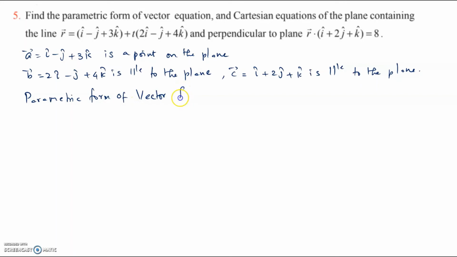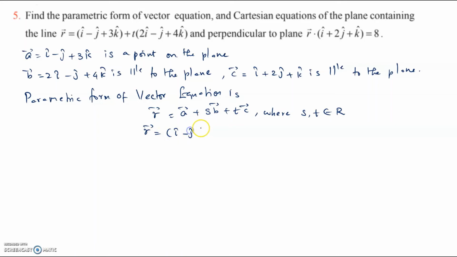Therefore, the parametric form of vector equation is r vector is equal to a vector plus s b vector plus t c vector, where s and t are scalar quantities and belong to R. So rearranging with the values of a vector, b vector and c vector, r vector is equal to i cap minus j cap plus 3k cap plus s into 2i cap minus j cap plus 4k cap plus t into i cap plus 2j cap plus k cap. So that's our parametric form of the vector equation.